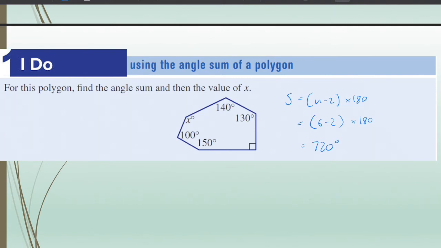And we're going to follow through the same process that we have done for all our other angle sum problems. I'm going to add up all the angles. To make this a little bit simpler for myself, I'm just going to add all these up. Oh, sorry, I made a mistake there. That should be 720. So now we're going to take away all the angles that we know. And that leaves us with x equals 110.